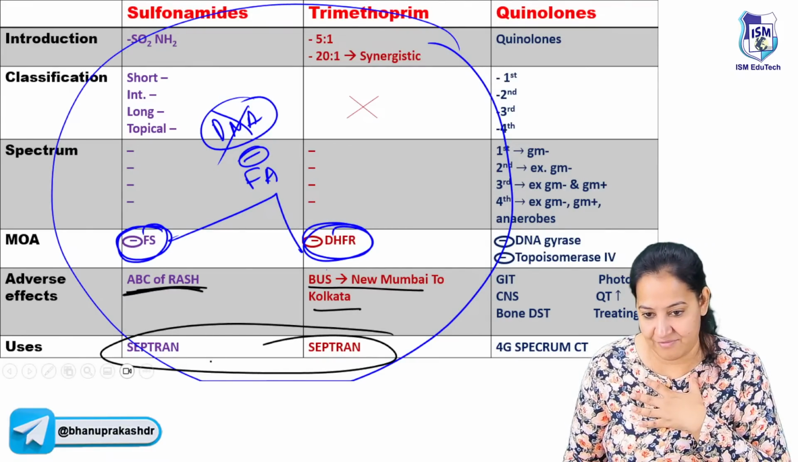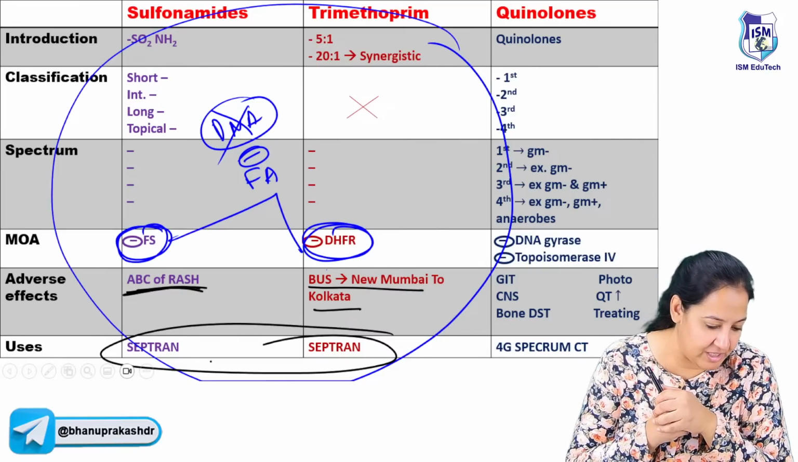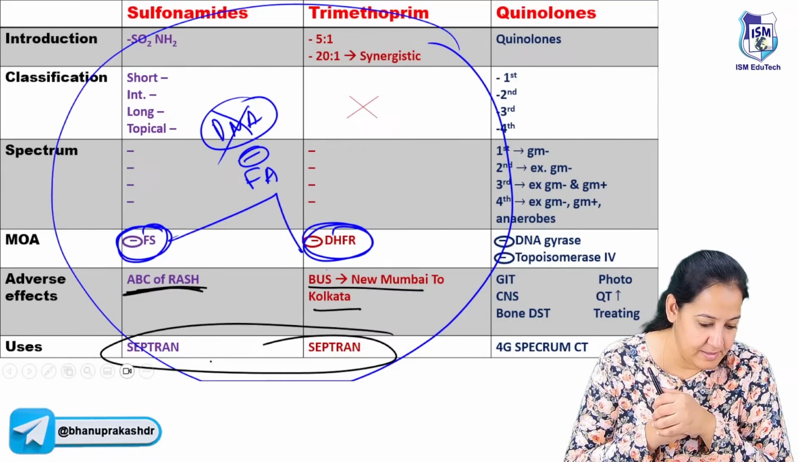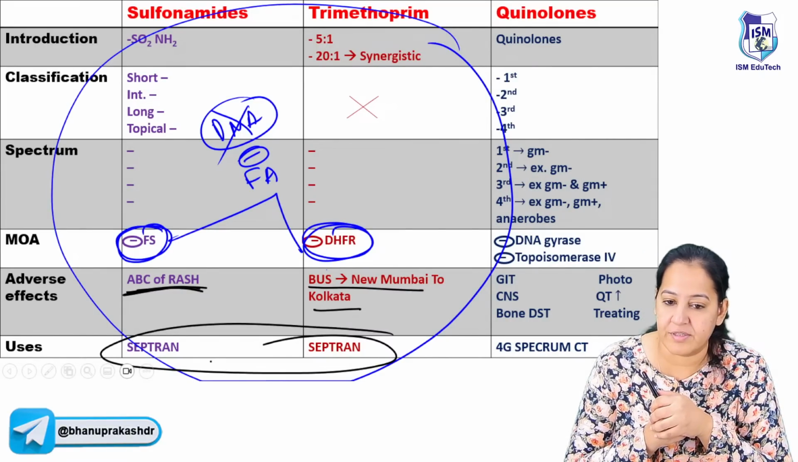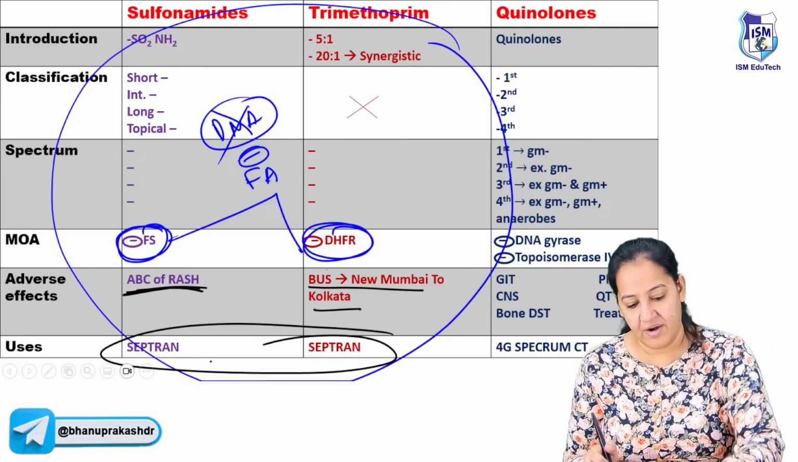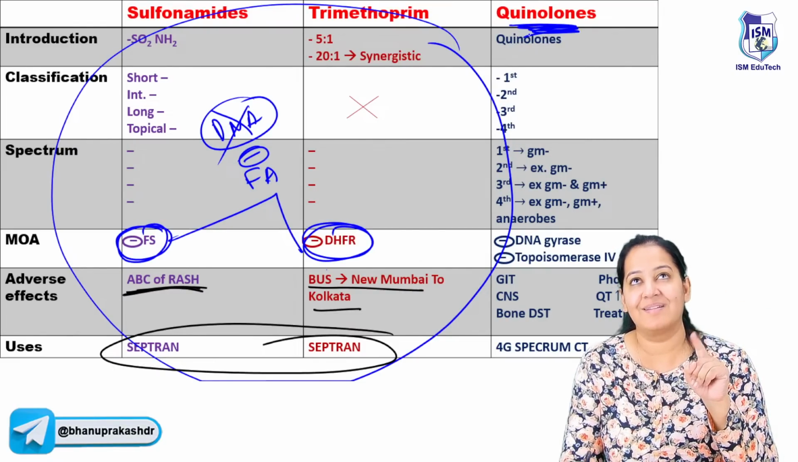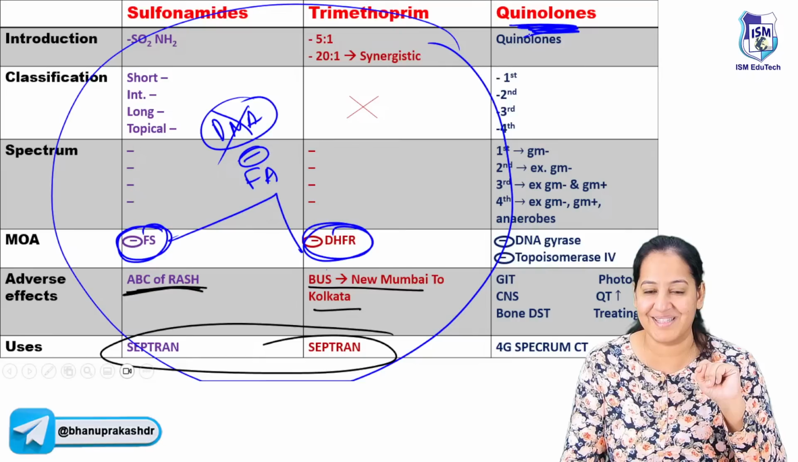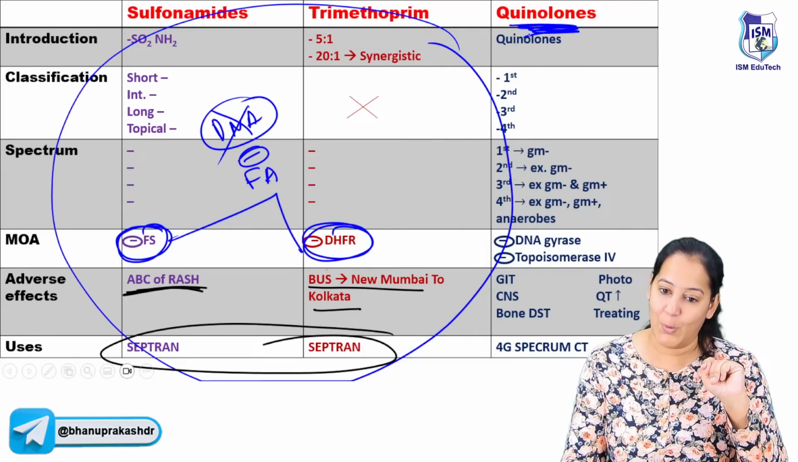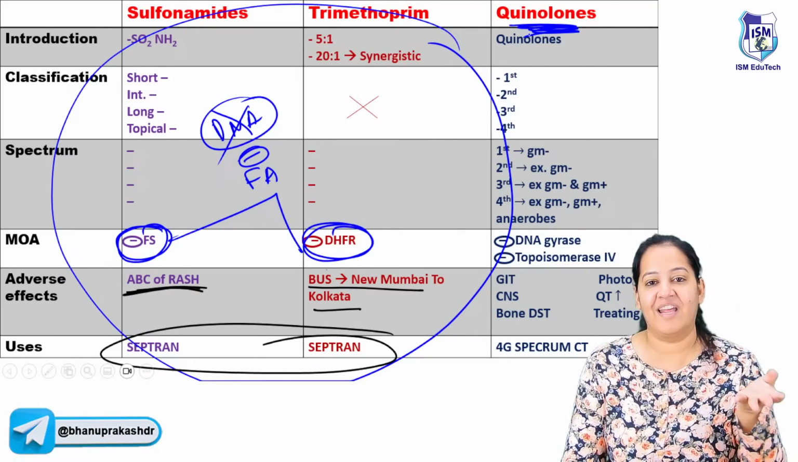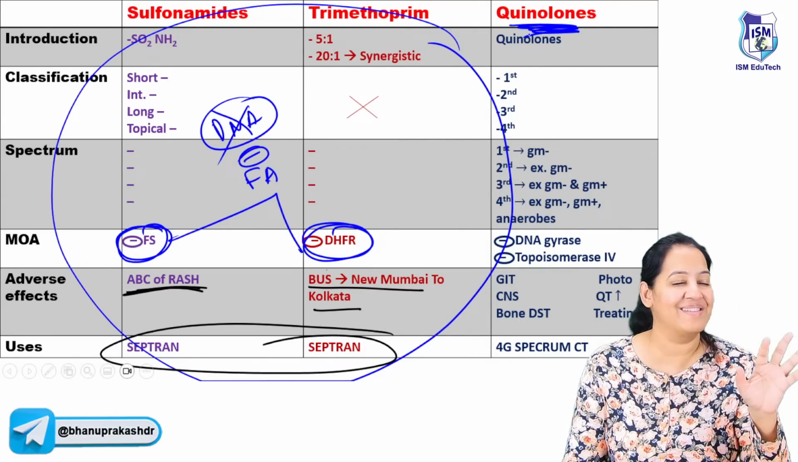I wish I had time to repeat the full form of the mnemonic. Say yes if you got it. Can we go ahead? Can I tell you the third drug? The last drug here, quinolones. So let's come to the last one, quinolones. Quinolones also inhibit DNA, but not indirectly. They are not folic acid synthesis inhibitors.